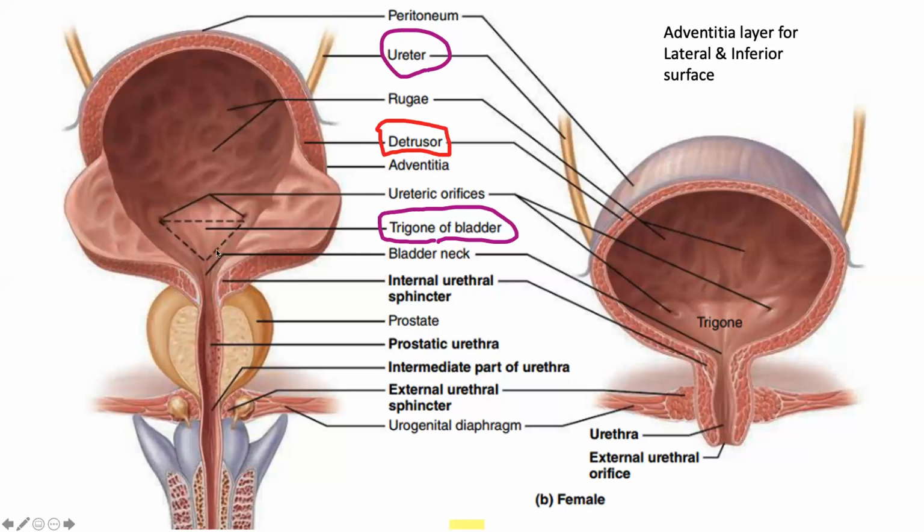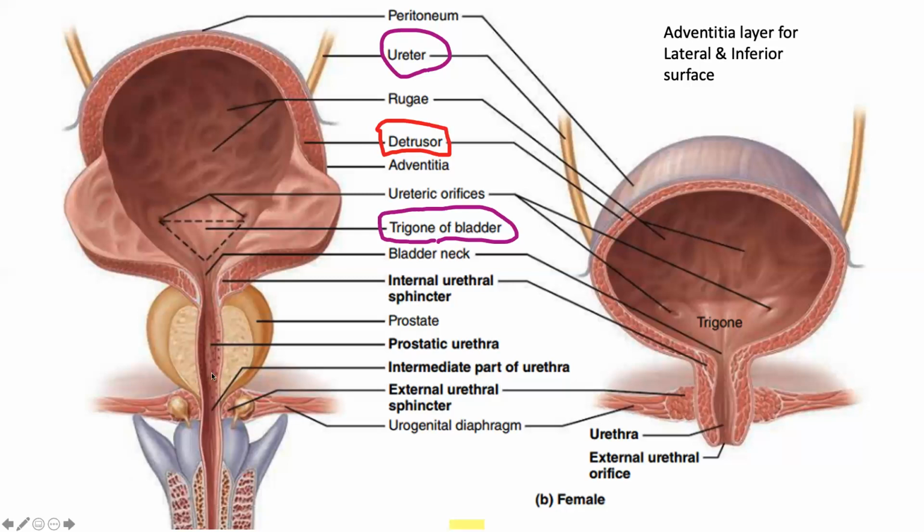And for the male urethra, it has to go inside the prostate, which we call the prostatic portion of the urethra. It has to go through the external urethral sphincter, which is what we call the urogenital diaphragm. And there we call it the intermediate part or muscular part of the urethra. And finally, which is inside the penis, and that is what we call the penile portion of the urethra.